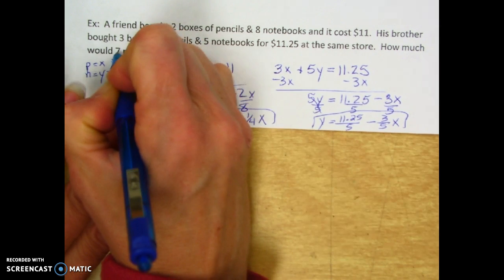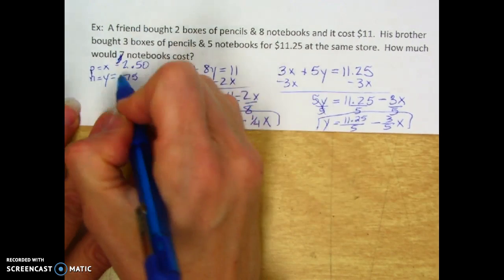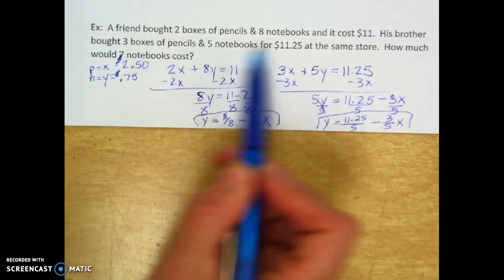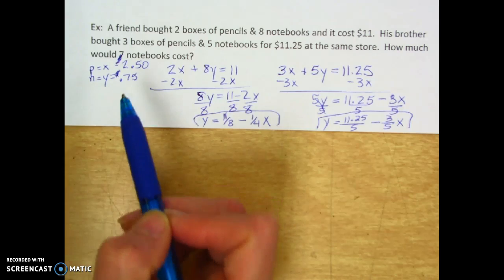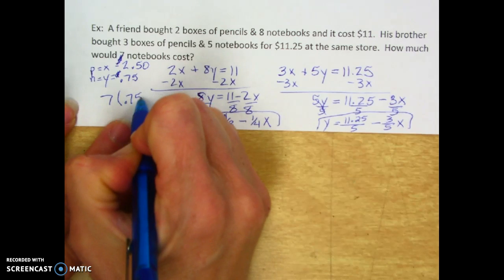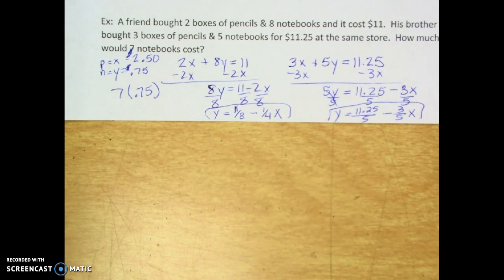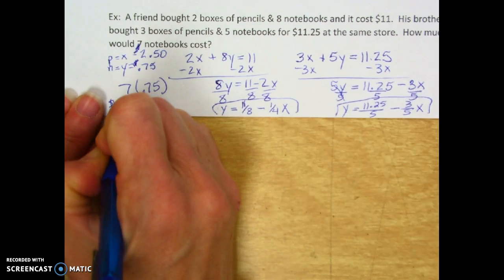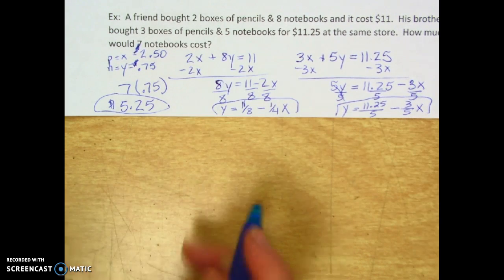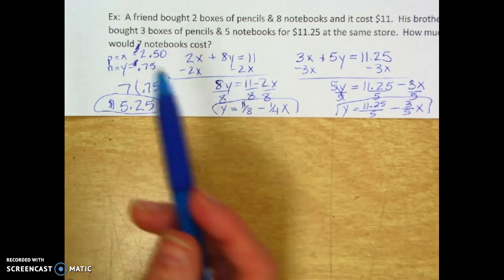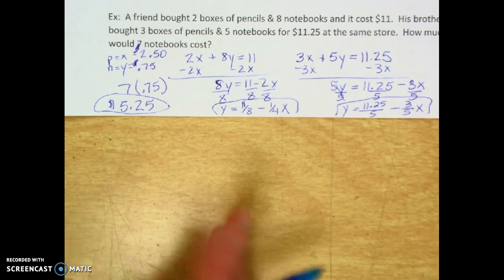Since this is money, this will be $2.50, and this will be 75 cents. So the pencils cost $2.50 and the notebooks cost 75 cents. So if we are buying 7 notebooks at 75 cents, 7 times 75 cents, we will have $5.25. So 7 notebooks cost $5.25 at this store. We could figure out how much 7 pencils cost or whatever we needed then from that.